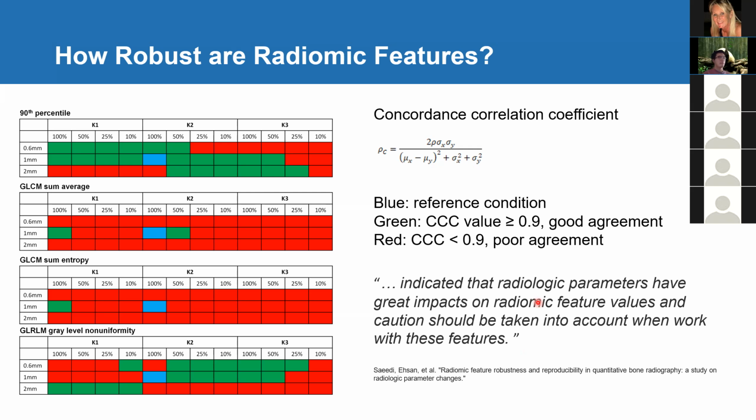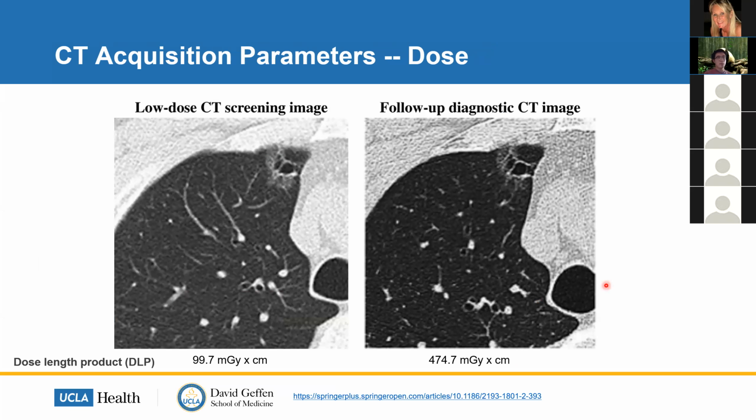So what are the parameters that can have an impact on radiomic features? For example, the first one is the dose. The doctor may adjust the dose level based on the patient's medical information. For example, the figure on the left is a low-dose CT screening, and on the right is a follow-up diagnostic CT on the same patient. You can see the noise levels are very different.